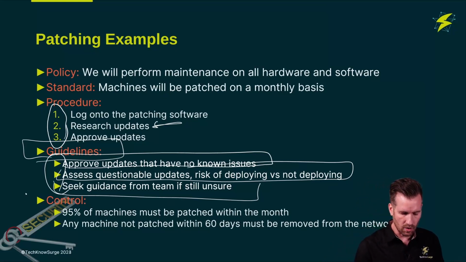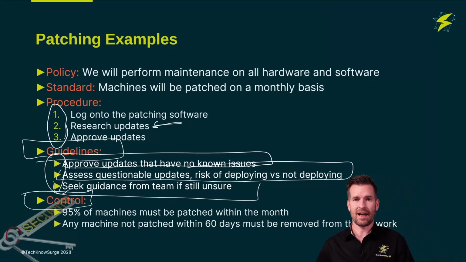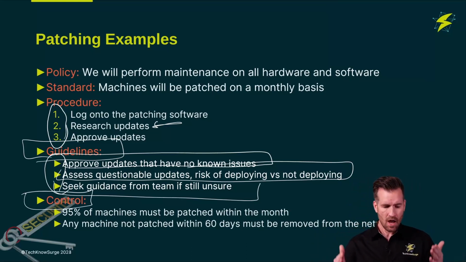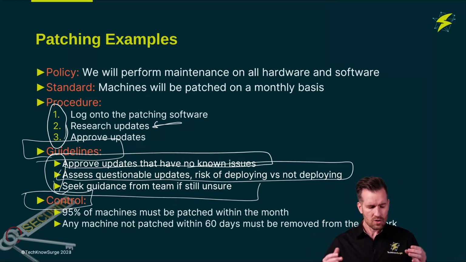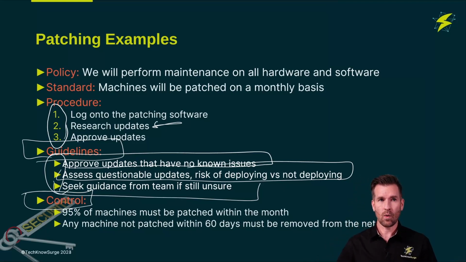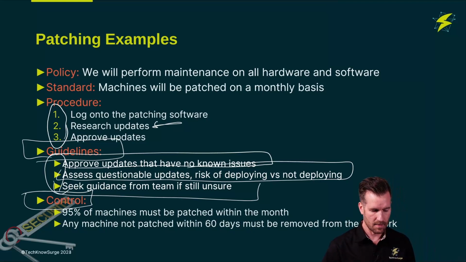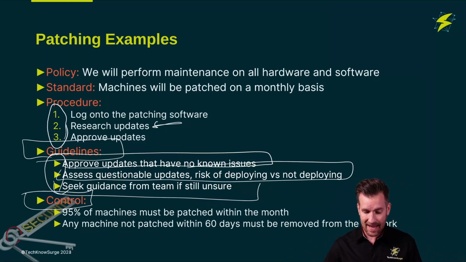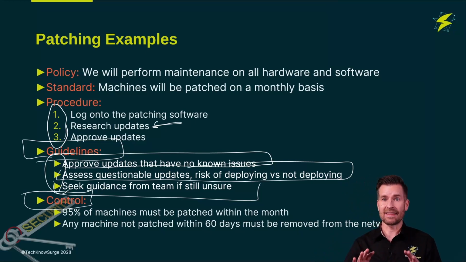So then what is the control? Once again, the control is, what is our desired outcome? Well, it's probably not reasonable to make sure that 100% of our machines are patched on a monthly basis. So we need to get a little more granular with this. What is the actual expectation? Well, we can at least hit 95% of the machines. So 95% of the machines must be patched within a month. And any machines that are not patched within 60 days, we have to remove from the network, whether we're removing them from Active Directory or removing them so they can't access the network, or we could define that further as well. But anyways, we have some sort of standards here.